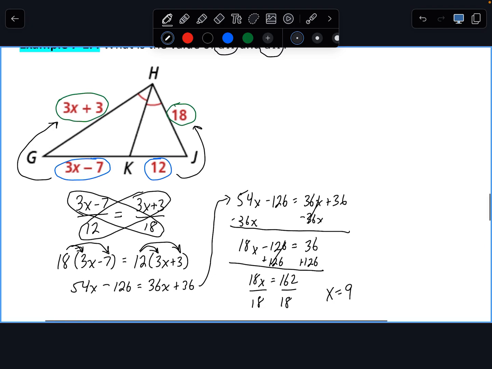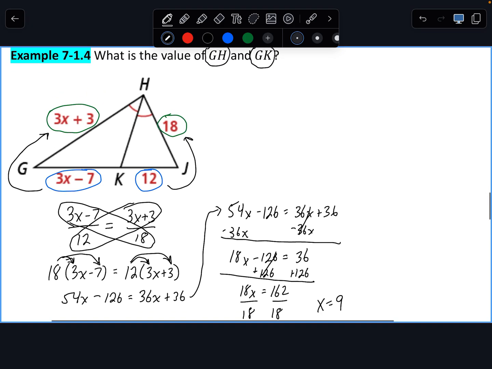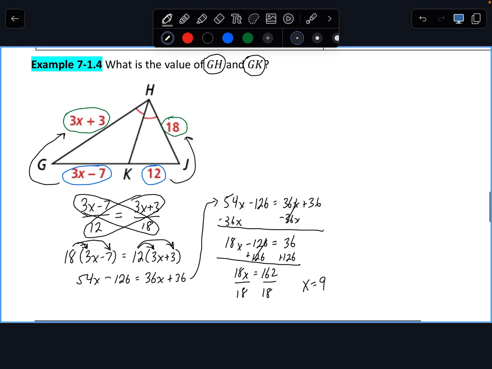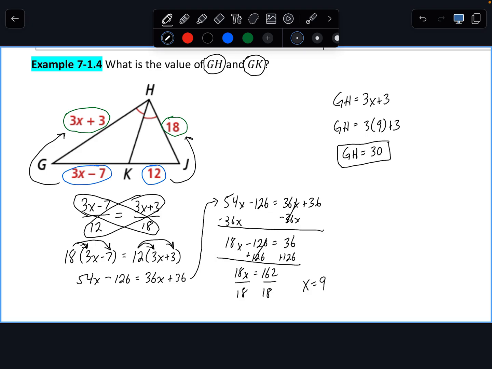So that's great. We got our x value. But remember, the question is asking us for the values of GH and GK. So what I have to do is take this 9 and plug it back into 3x plus 3 for GH and 3x minus 7 for GK. So let's go ahead and do that to finish off this problem. So GH is 3x plus 3. And I plug in my 9 for x. I get 3 times 9 plus 3. 3 times 9 is 27. 27 plus 3 is 30.